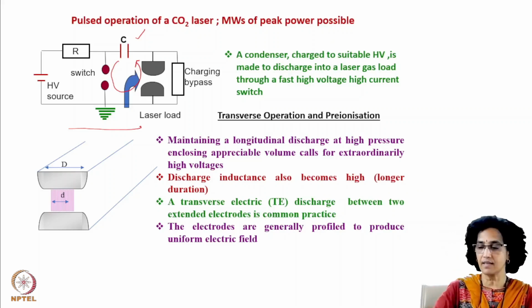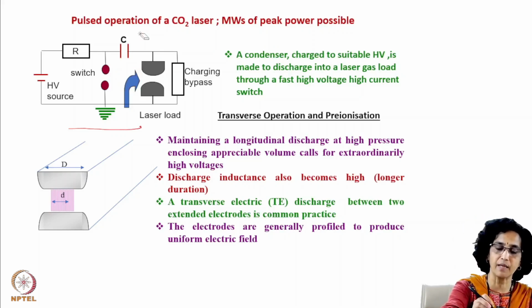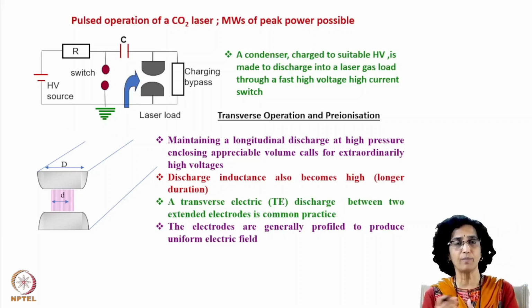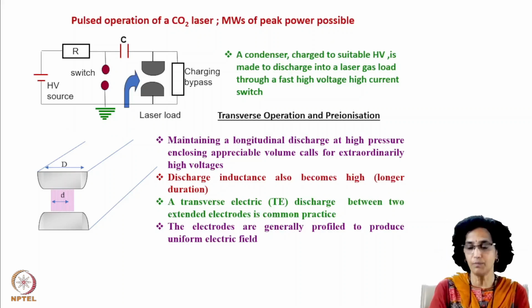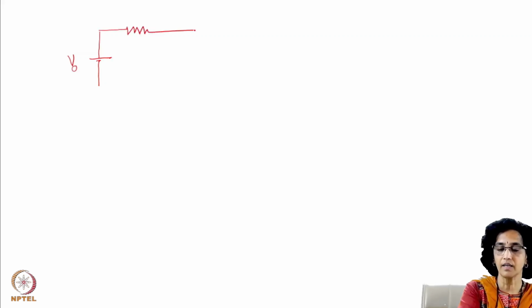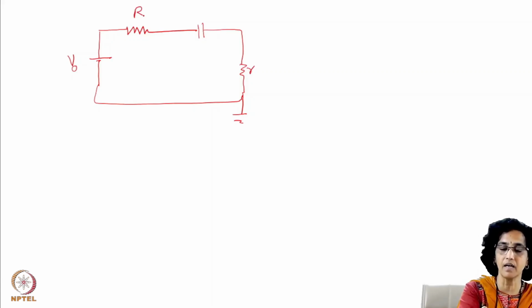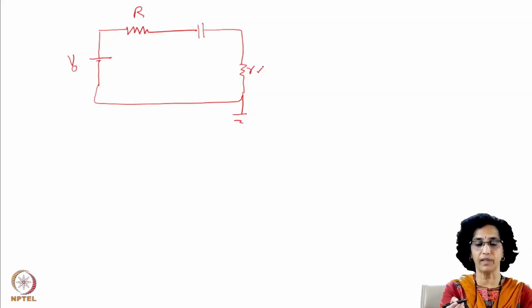So how does it happen? Let us try to understand this circuit a little. You might already have come across such a circuit, maybe in the case of the excimer laser or other gas lasers which you might have studied. But we will just go through it very briefly. Basically, you have a high voltage supply, which is say V0, and you charge a condenser through this. This is the charging bypass, which is grounded. So this is R and this is R. What is the requirement of this R? I will tell you in a moment.